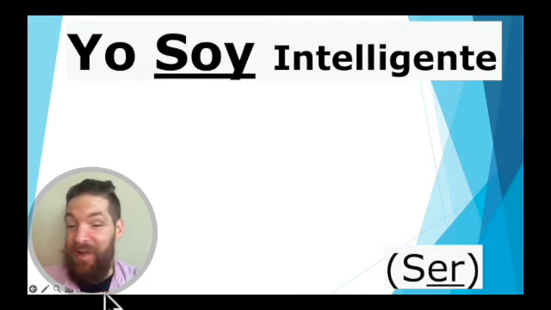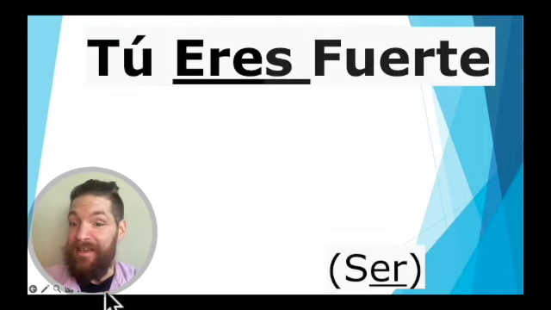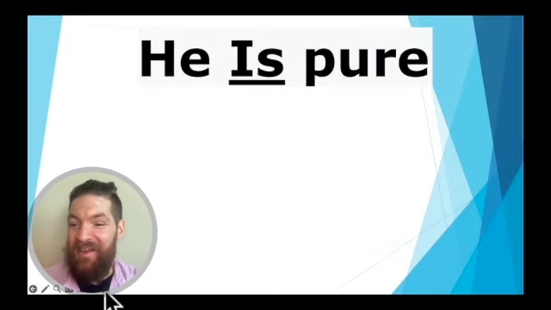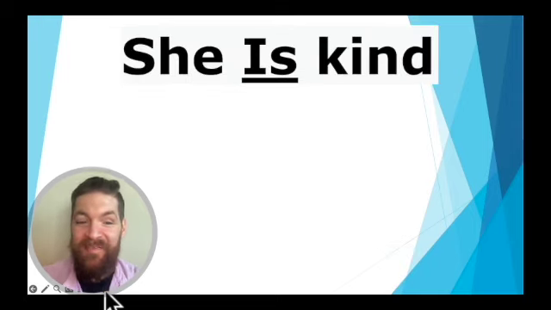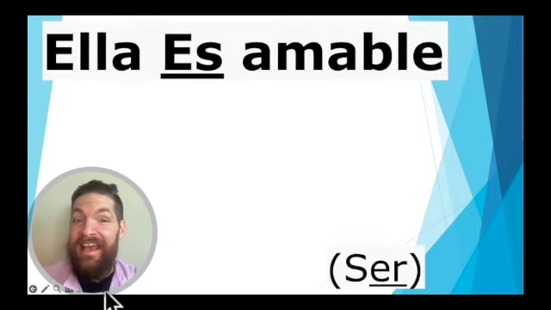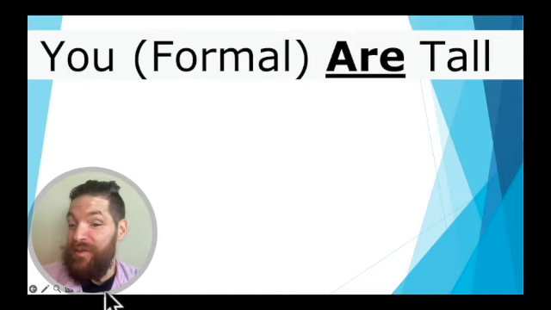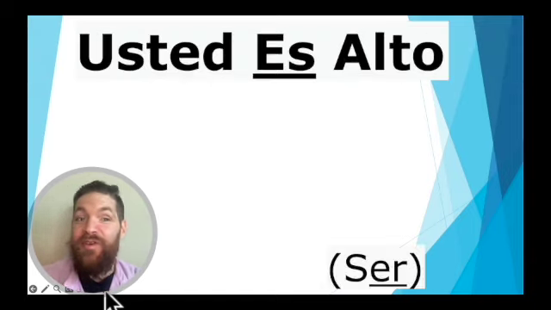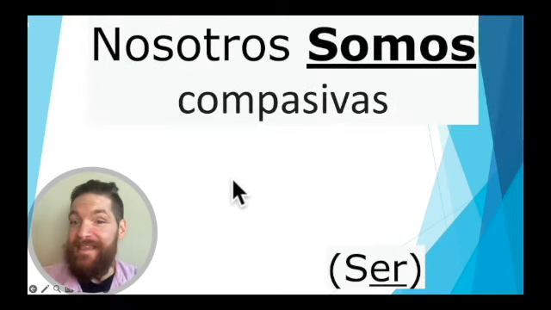So, this is irregular throughout. You are strong. Tú eres fuerte. Okay, awesome. He is pure. Él es puro. Muy bien. She is kind. Ella es amable. Muy bien. You, formal, talking to an elder, someone you want to show respect. You say, Usted es alto. Muy bien. We are compassionate. Nosotros somos compasivas.